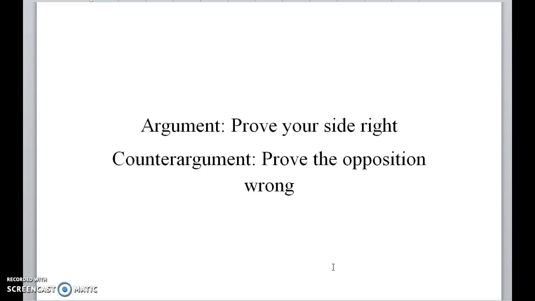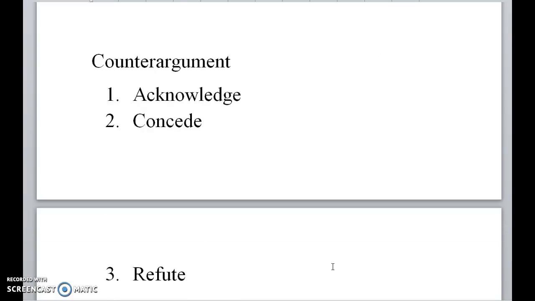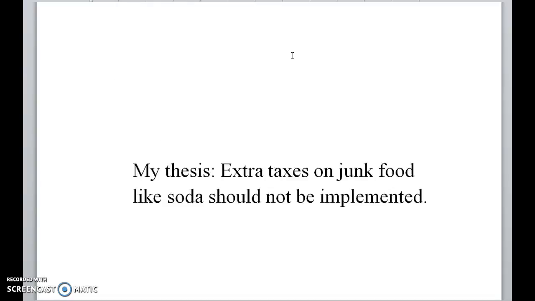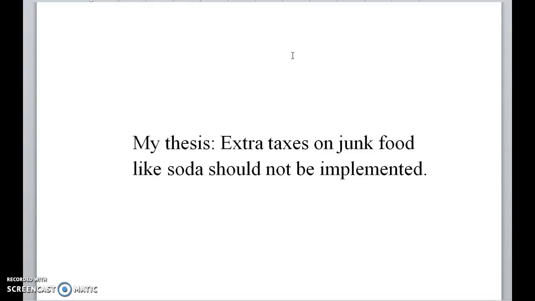Okay, and there's a great three-step process that's going to help you do this. Okay, and that is to acknowledge, concede, and refute. Okay, but I'm going to walk you through each of these steps right now. So first, let's use as an example this thesis. Extra taxes on junk food like soda should not be implemented. Okay? Now that's clearly an arguable statement. There are people who think they should be implemented, and there are some communities who have implemented them. So this is absolutely a real world issue. Okay, but let's say my thesis, what I want to argue is that these extra taxes on junk food should not be used. Okay? So then I have to think about, well, why would somebody disagree with that?